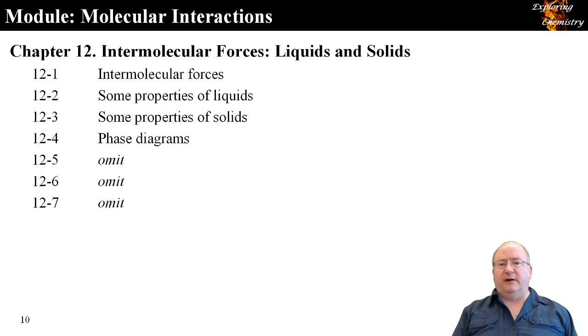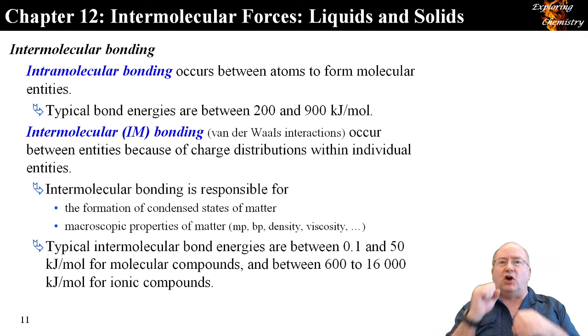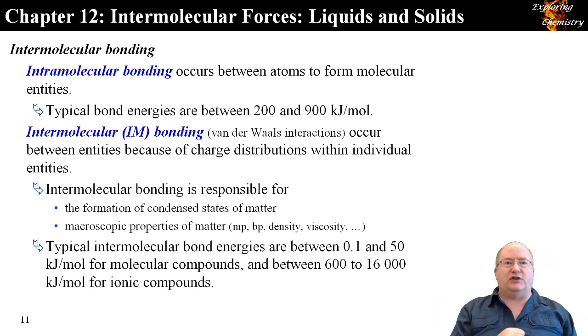With regards to Chapter 12, Intermolecular Forces, looking at liquids and solids, we're going to be looking at the first 4 units of Chapter 12. And to begin, up to this point in time, we've spent a lot of time looking at intramolecular bonding. Intramolecular bonding is what occurs between atoms to form molecular compounds. Carbon-carbon bonds, carbon-oxygen bonds, oxygen-hydrogen, oxygen-sulfur bonds. Those are all intramolecular bonds. And the typical bond energies for intramolecular bonding is between 200 and 900 kilojoules per mole.